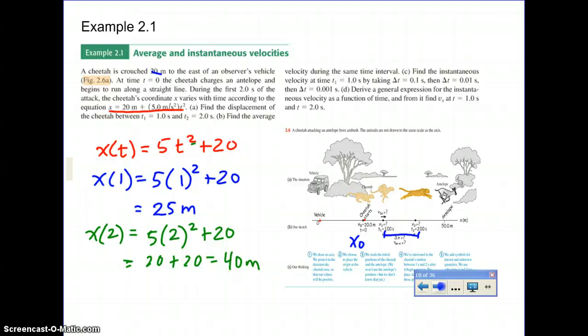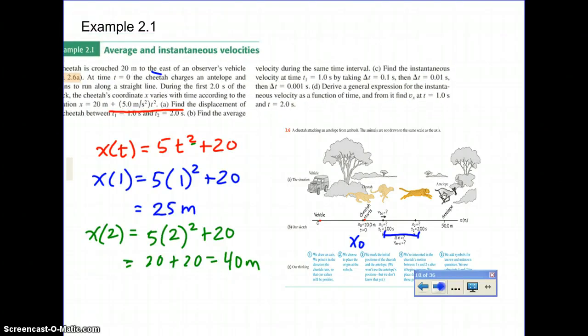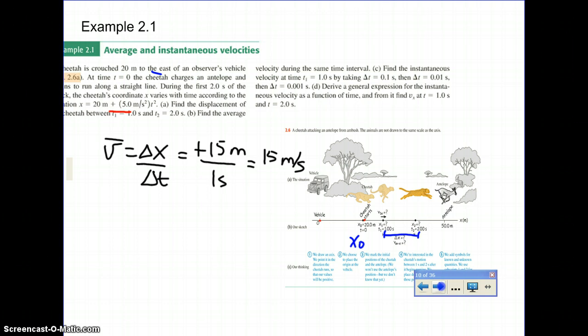When we start considering average velocity, what we have to consider is that the average velocity is going to be your displacement over time. Since we know he moved 15 meters to the right and he did it in 1 second, then his average velocity must be about 15 meters per second. It just makes sense during that time interval. But how does that differ from instantaneous velocity?